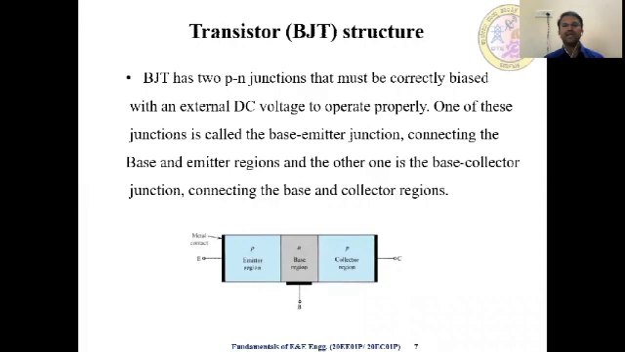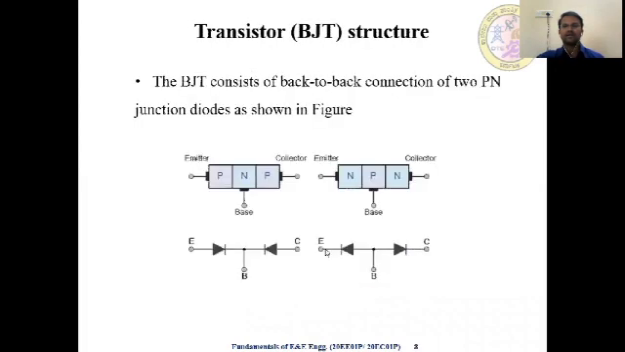BJT has two PN junctions that must be correctly biased with an external DC voltage to operate properly. One of these junctions is called the base-emitter junction, connecting the base and emitter regions, and the other one is the base-collector junction, connecting the base and the collector regions. You can see the picture, the emitter-base junction and the collector-base junction. The BJT consists of back-to-back connection of two PN junction diodes.